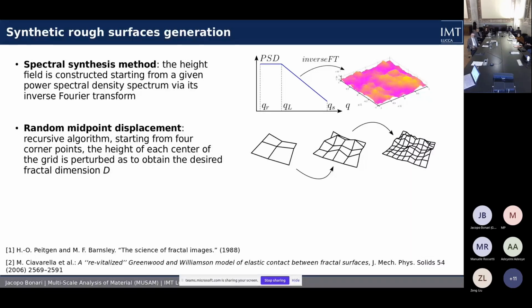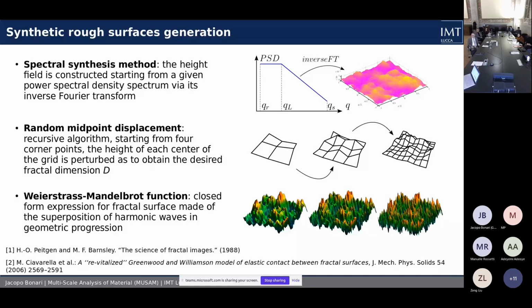And finally, there is a third method, which is the so-called Weierstrass-Mandelbrot function, which is a very simple way of generating fractal surfaces because it's an analytical definition of a fractal surface, so ready to be used.